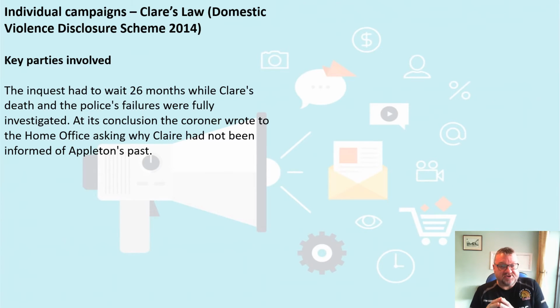And the inquest actually had to wait for 26 months while Claire's death and the police's failures were fully investigated. And at its conclusion, the coroner wrote to the Home Office asking why Claire hadn't been informed of Appleton's past. So the recommendation from the coroner at the inquiry to the Home Office, which is the part of the government that deals with crime and the laws, was, well, why didn't she know this bloke had all these things in the past?